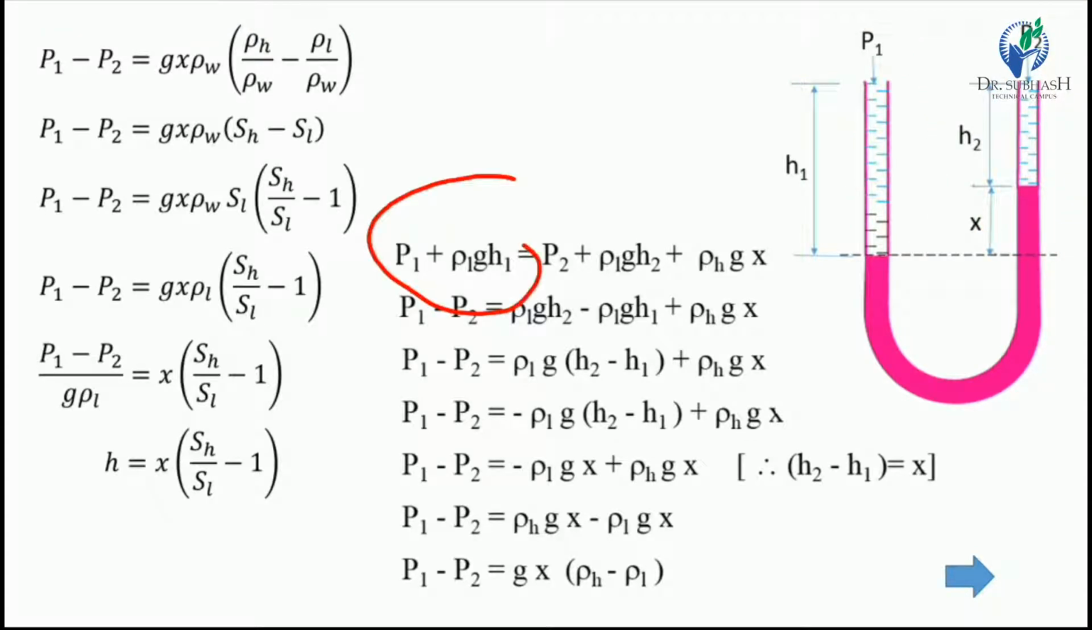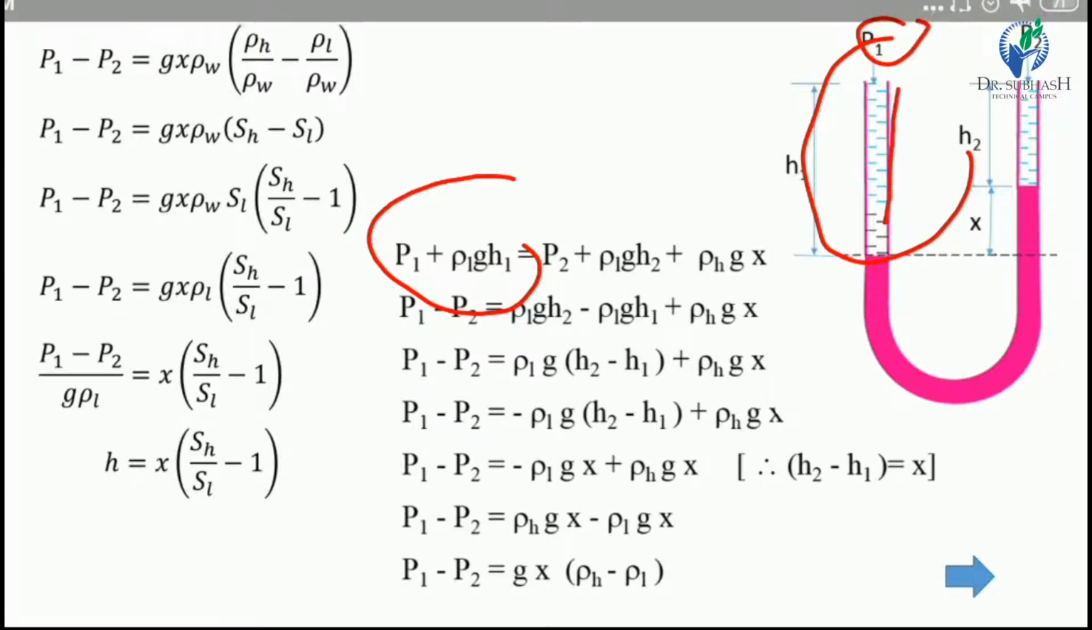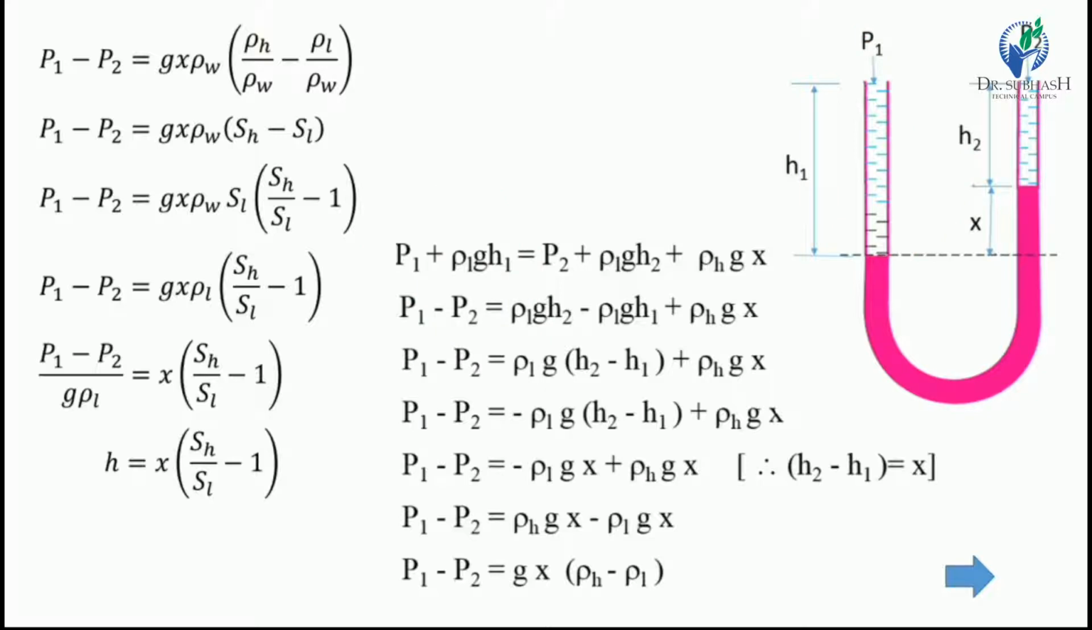From the left side we get P1 plus the column height pressure rho 1 g h1, and on the right side P2 plus the light liquid column rho 1 g h2. Rho 1 is common for both light liquid columns because the liquid is the same liquid flowing through the venturimeter. Now the second column, of mercury. The pressure head for the column of mercury is rho h g x, where x is nothing but the difference h1 minus h2.